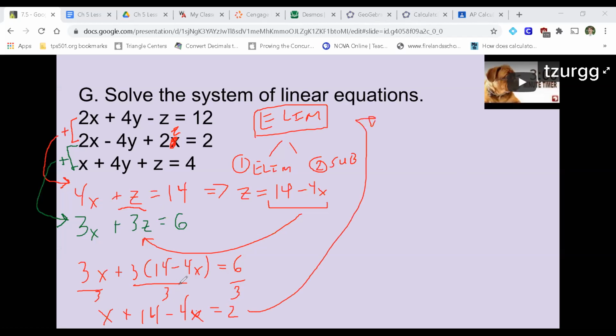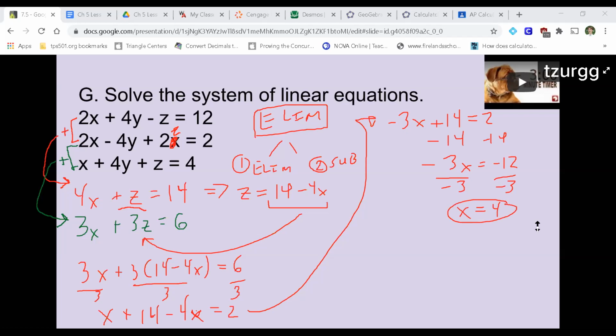Right, x minus 4x is negative 3x. Plus 14 equals 2 minus 14. I'm just doing math here. You're just watching me do math. Just look at me doing math. Math all day. You try to stop me from doing math right now.